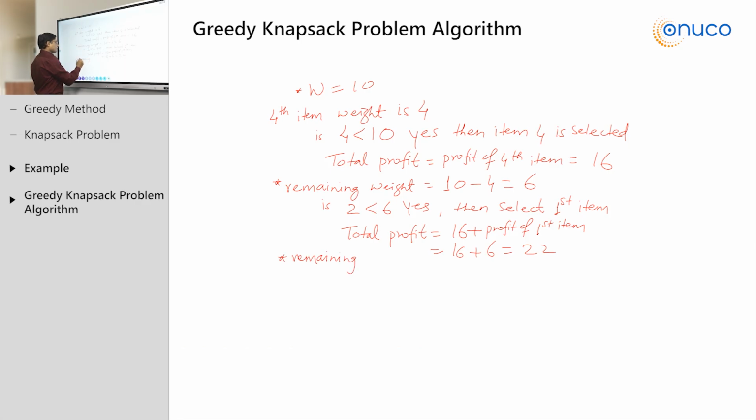Remaining weight in the knapsack. In the knapsack, what is the remaining weight? We have 6 kg. 6 minus 2, now we have only 4 kg. We can add again. So again you are going and checking back.